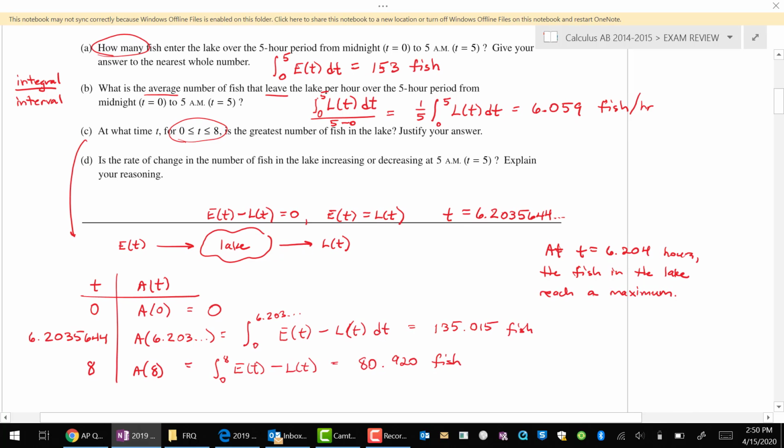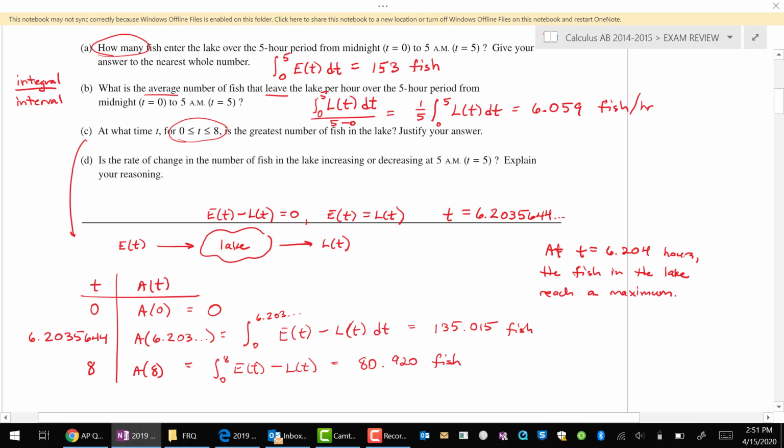That whole process is called the candidates test. We found critical points, one critical point in this example, plus the endpoints, and we're comparing the outputs of the function in question to see where the minimum is, or in this case, the maximum. The greatest number of fish happened at time 6.204 hours.